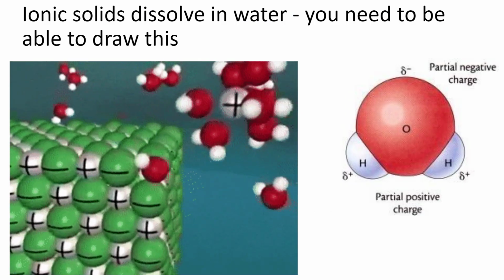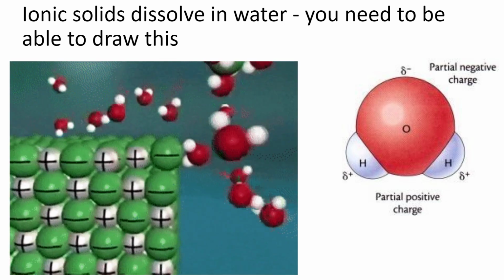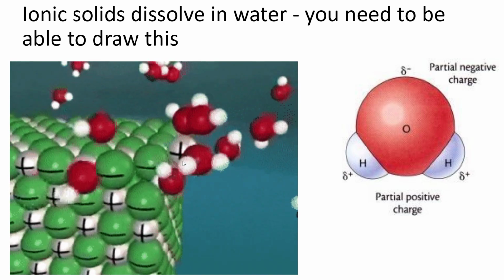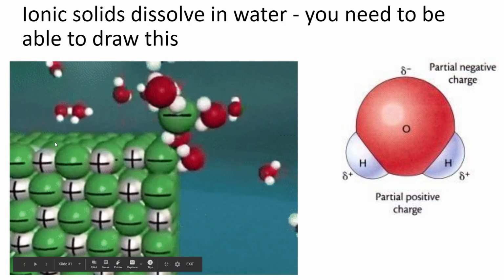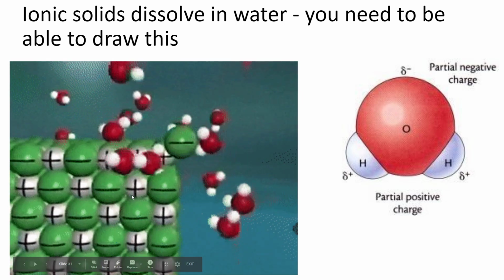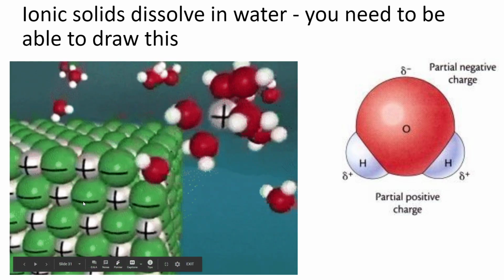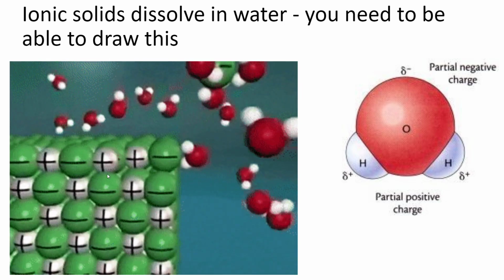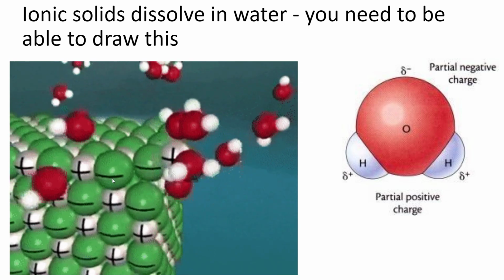Now, here's a cool new thing. Ionic solids dissolve in water. You need to be able to draw a really simple diagram of this. And if we just take a look at what's happening here, this is an ionic solid with positive cations and negative anions, and look how they're arranged. Got a negative anion surrounded by 6 positive cations in a 3D shape.